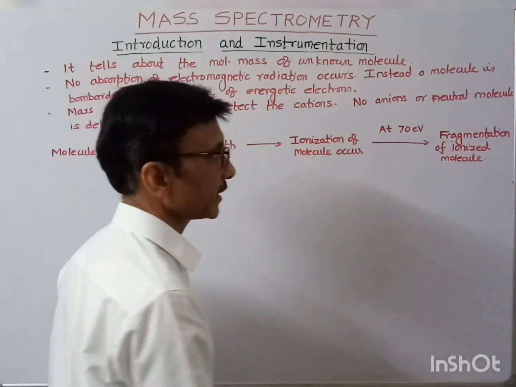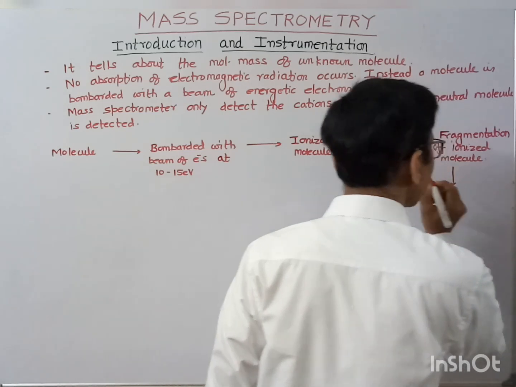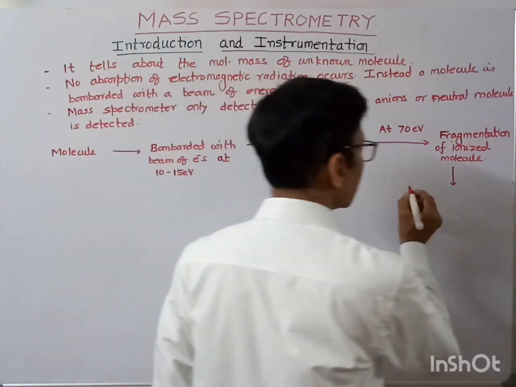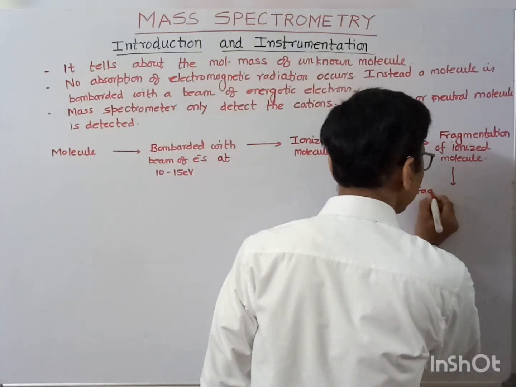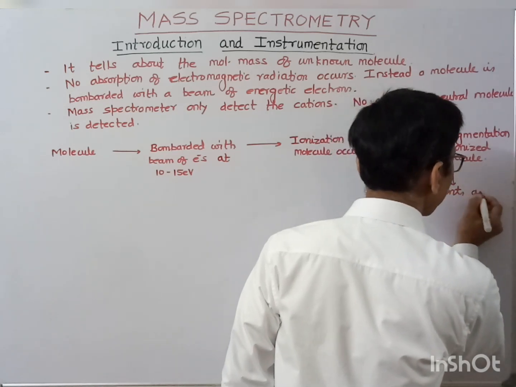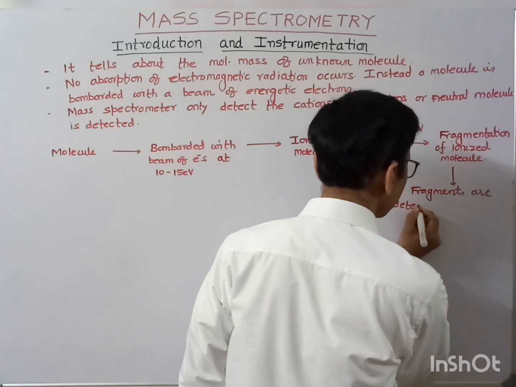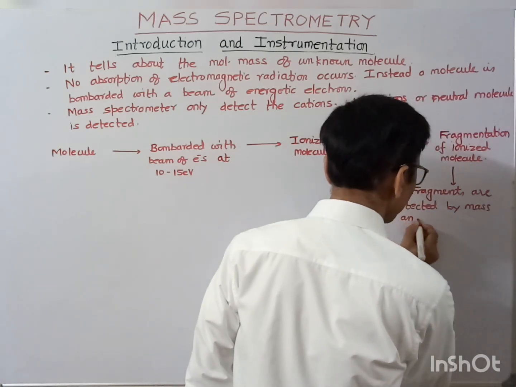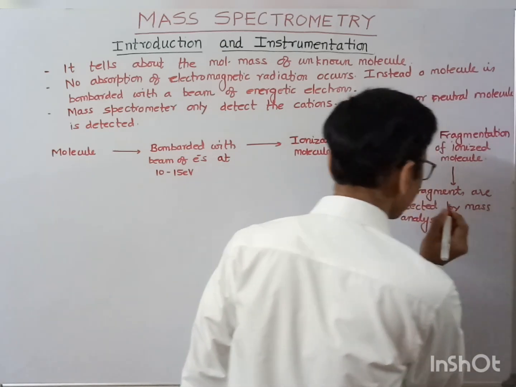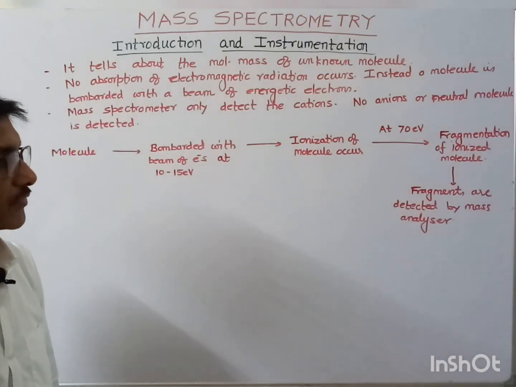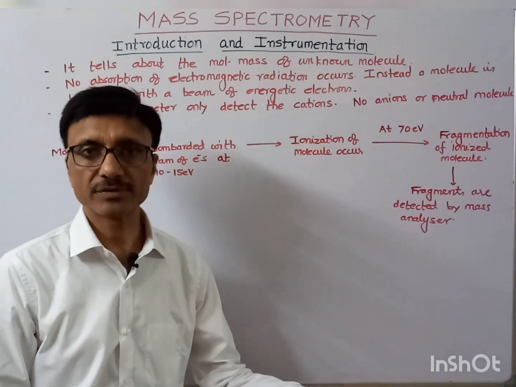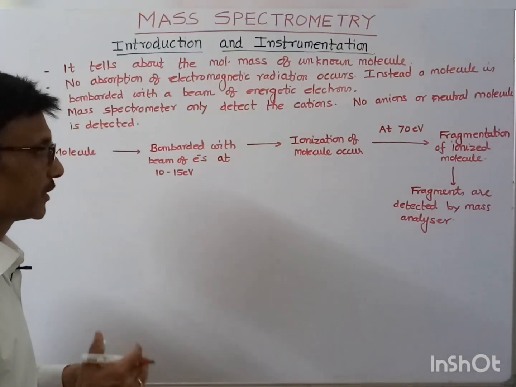Then the molecule will be converted into various fragments, and the fragments are then detected by the mass analyzer. When the signal is amplified, finally the recorder gives the spectrum; the mass spectrum is given by the recorder.